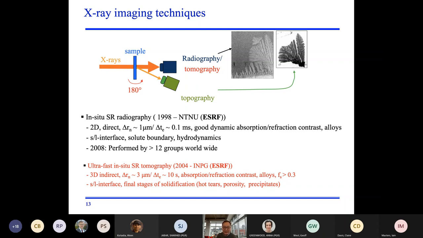And nowadays, you can look into ultrafast methods. Essentially, you will get much finer kinetics because you can do faster sampling rates. You can look at hot tearing and porosity formation. Even precipitates can be studied using this ultra-fast synchrotron X-ray tomography.